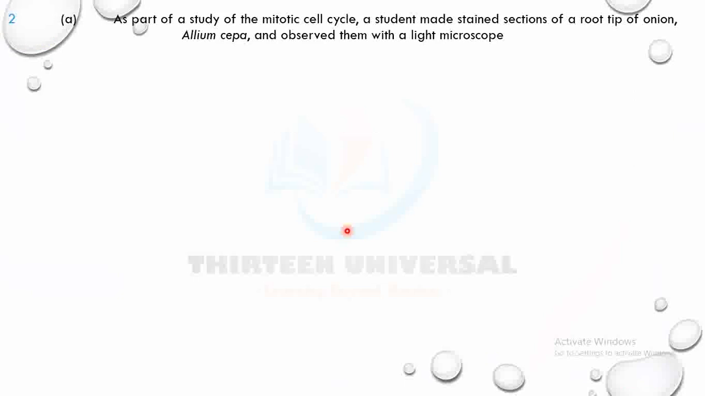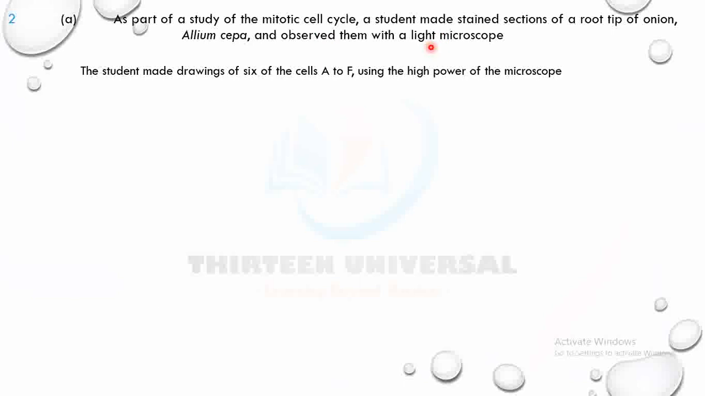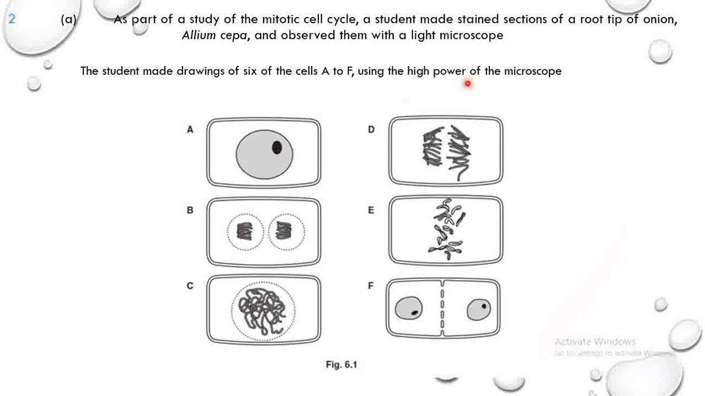Let's run. As part of a study of the mitotic cell cycle, a student made stained sections of a root tip of onions, Allium cepa, and observed them with a light microscope. The student made drawings of 6 of the cells, A to F, using high power of the microscope. That's it, guys. So which stage is this?